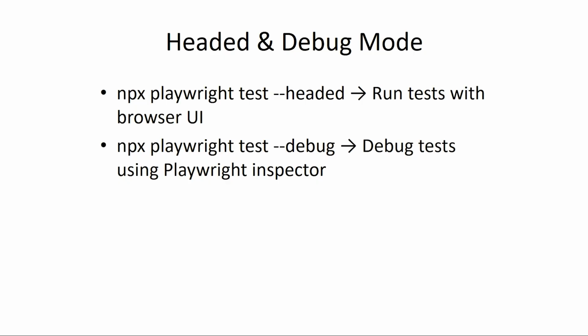Headed and debug mode. What is headed mode? If you enter this command, npx playwright test --headed, it runs the test with the browser UI. But if you want to debug a test in Playwright, you need to enter the command npx playwright test --debug. Debug is used for investigating why the test case failed. So you need to enter this command for debug.